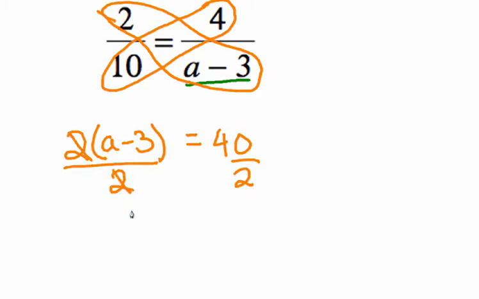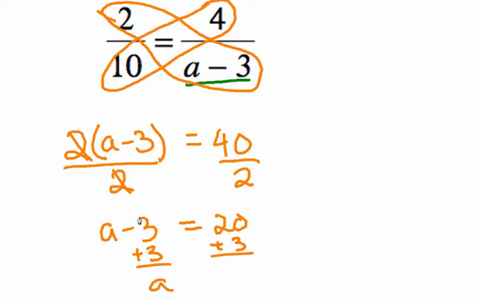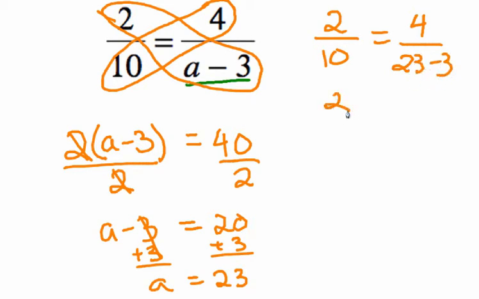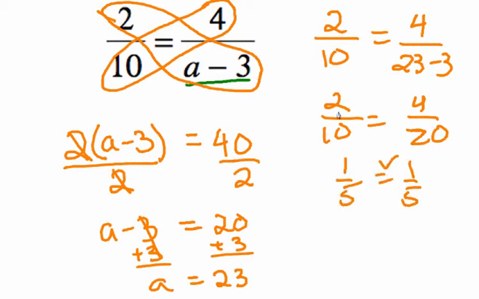Dividing both sides by 2, it'll cancel on the left, and I'll be left with the quantity a minus 3. And on the right, 40 divided by 2 is 20. I'm going to add 3 to both sides. And then on the left, the 3's cancel. a equals a positive 23. So that means that 2 over 10, 2 tenths, equals 4 over 23 minus 3. So 2 tenths equals 4 over 20. So 1/5 equals 1/5. That's definitely true. 2 tenths is 1/5, and 4/20 is also 1/5. So a equals 23 is my correct final answer.